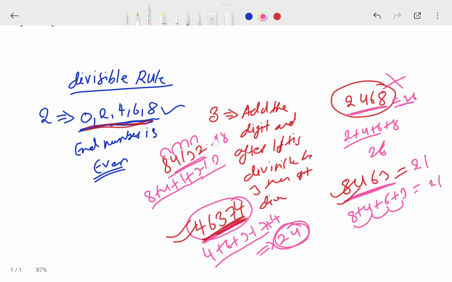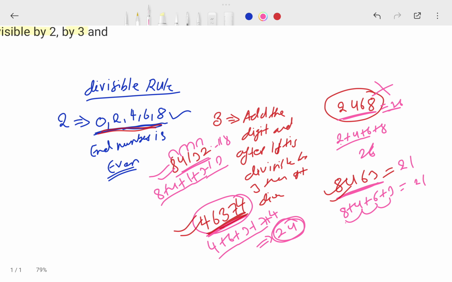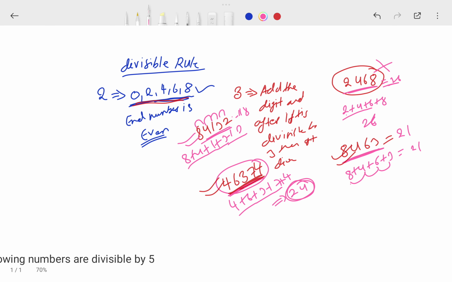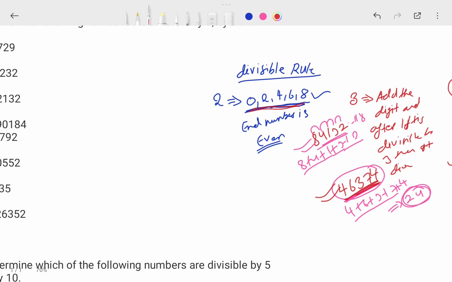If you add the digits, it is going to be 18. So in the 3 table, is 18 there? Yes, it is there. It means that this is divisible by 3. Okay, so this is the divisibility rule of 2 and 3. Now what is the divisibility rule of 6? Okay, let me clear you. Divisibility rule of 6.